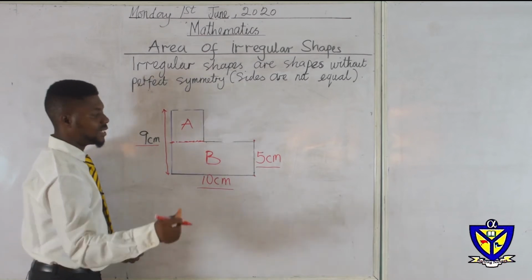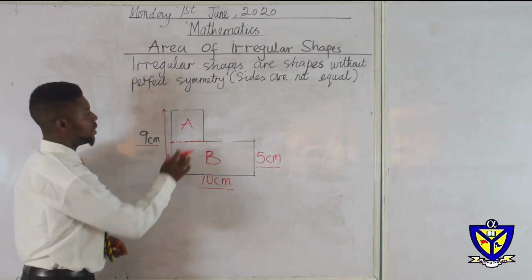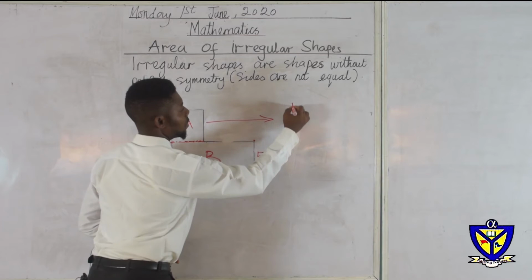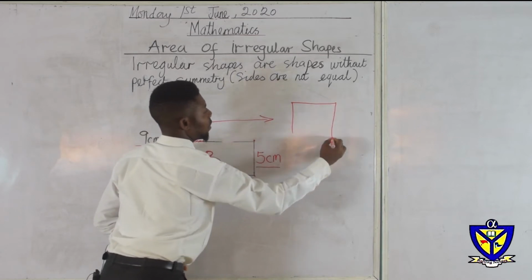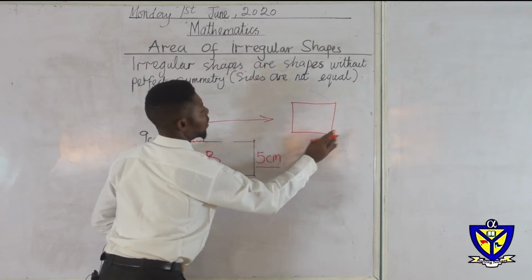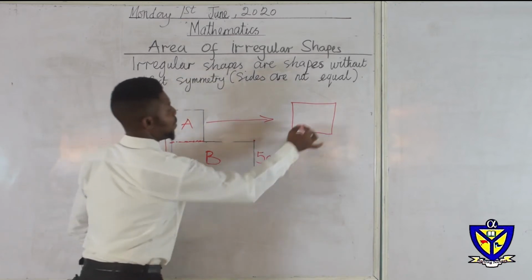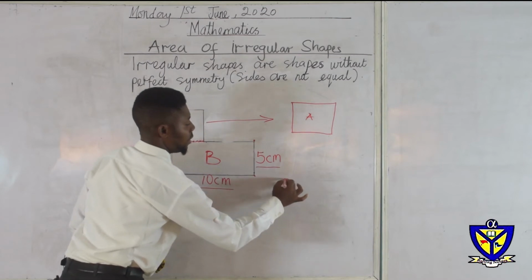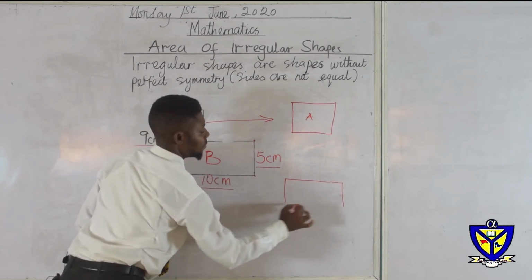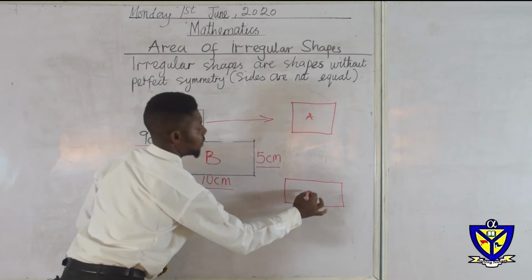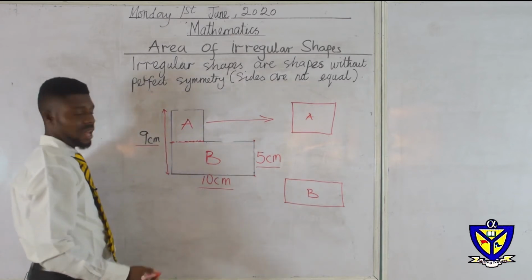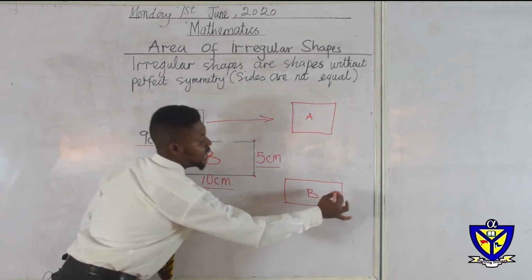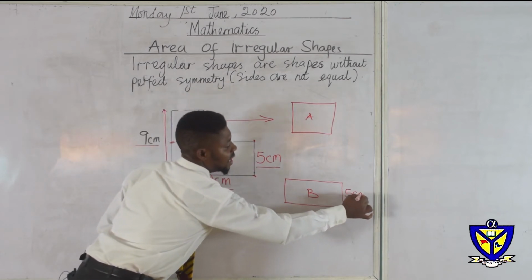Now, the first thing we need to do, bring out the shape. Shape A is a square. That's a square. That's the shape A. And the other one, which is the shape B, that's the rectangle. And we're told from this side of this shape, it's 5 centimeter.